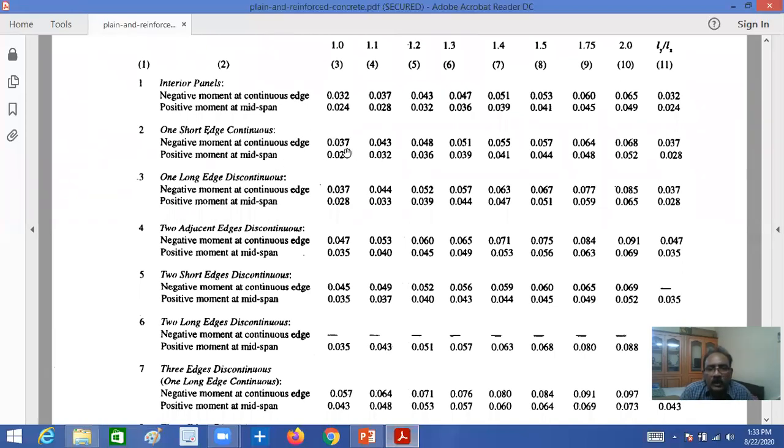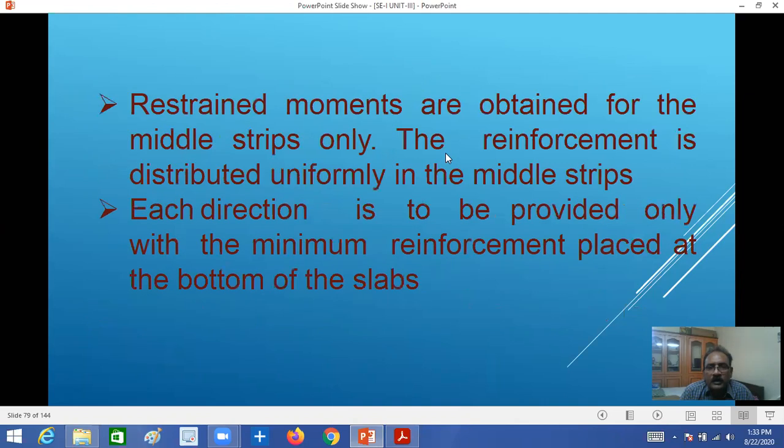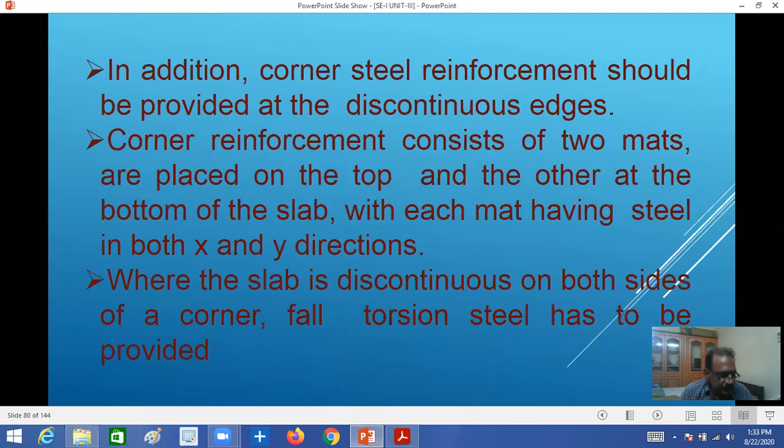Whichever alpha x value is more, you will get more moment. For that you have to calculate the area of reinforcement and provide it in the shorter span, and from this value for the longer span. So in this way we calculate and design the two-way slab, whether it is continuous, simply supported, or discontinuous on one edge or two edges.